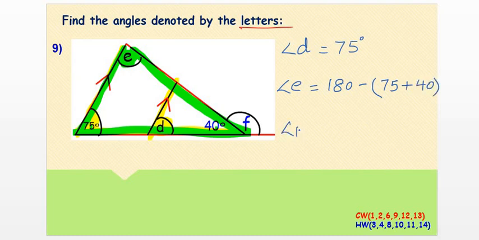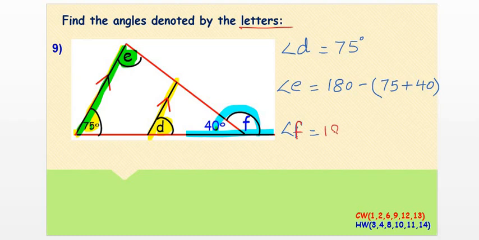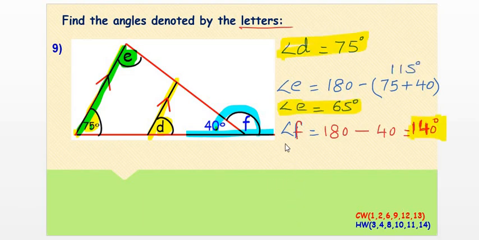Now how can we find angle F? To find angle F, let me show you here with a different color. Here we have 40 degrees and here the angle F. Both of them are making a straight line. So angle F is equal to 180 minus 40 degrees. That will be 140 degrees, right? Let's find E. So here is the answer for angle E. It is 65 degrees because when we add 75 and 40, it gives us 115. Clear? Let's go to the next question.